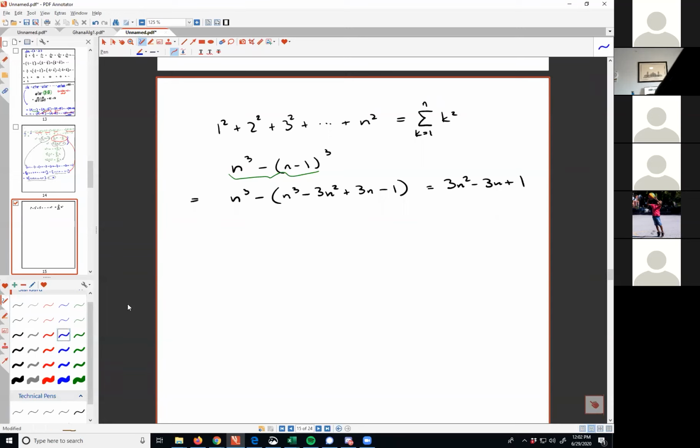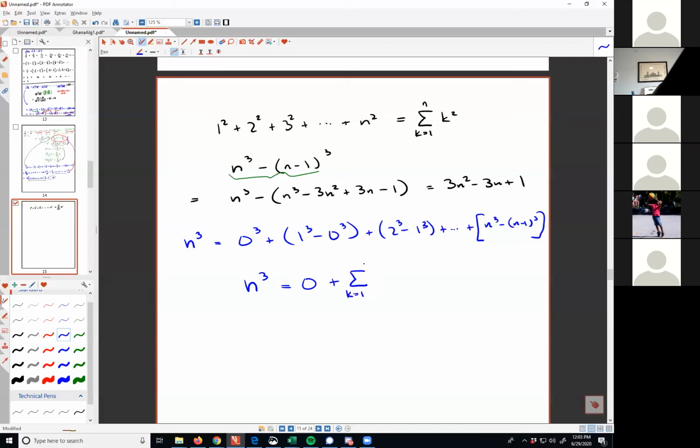Well, we know that n cubed is equal to 0 cubed plus 1 cubed minus 0 cubed plus 2 cubed minus 1 cubed, all the way up to n cubed minus n minus 1 cubed. That is a telescoping series. Everything cancels out except the n cubed at the end. So now this means that n cubed is equal to 0 plus the summation as k goes from 1 to n of k cubed minus k minus 1 cubed.